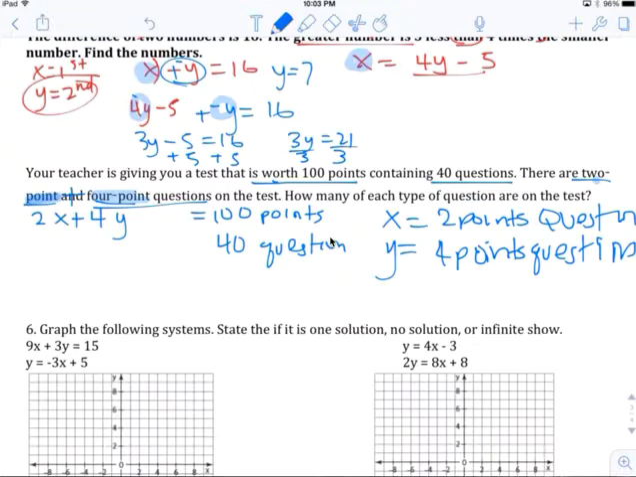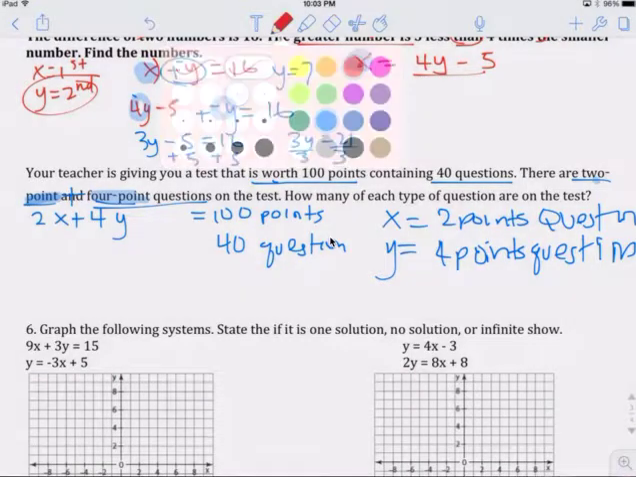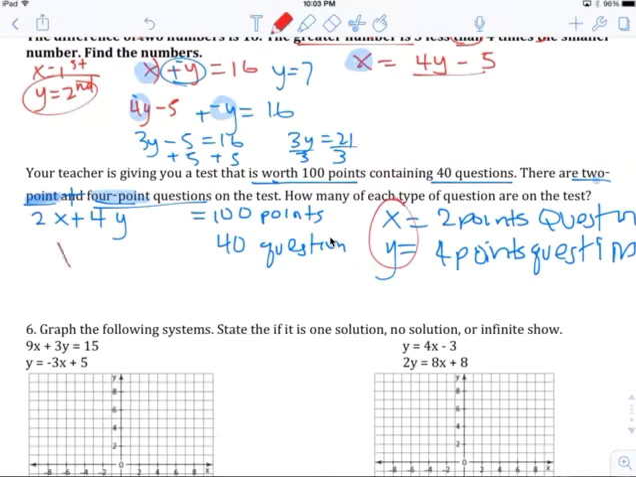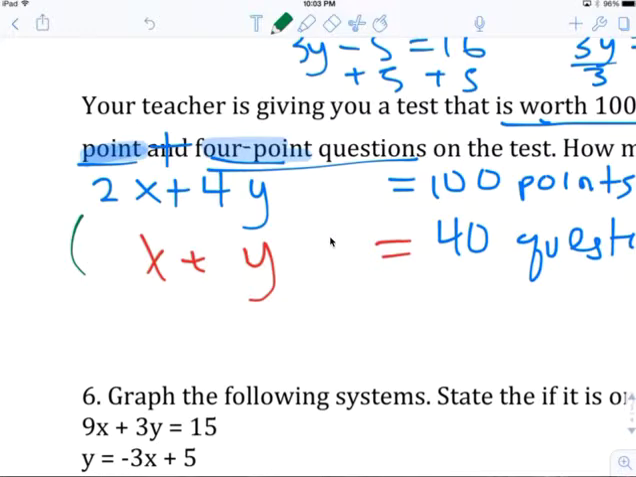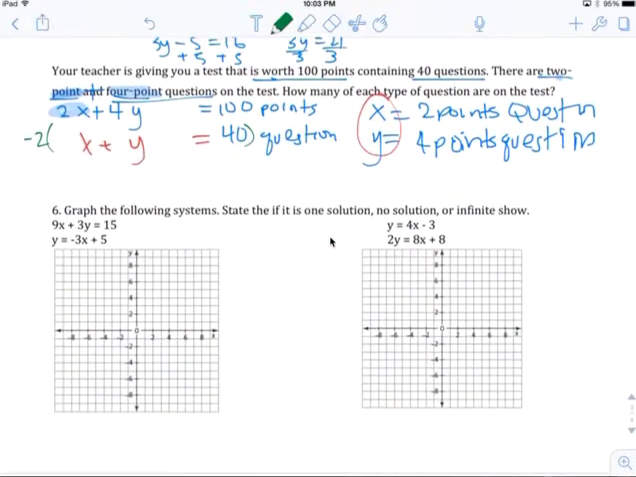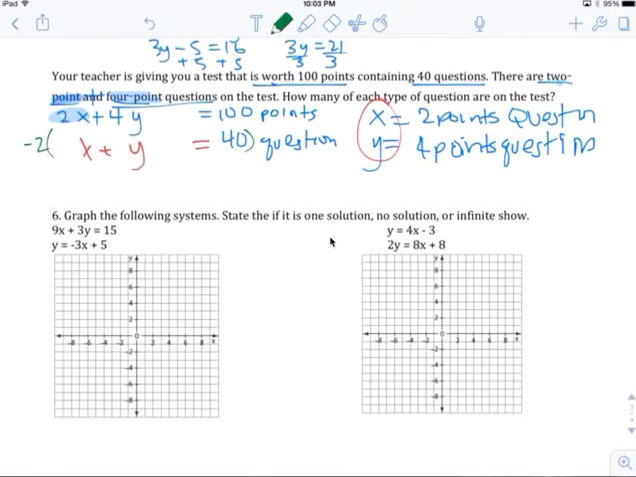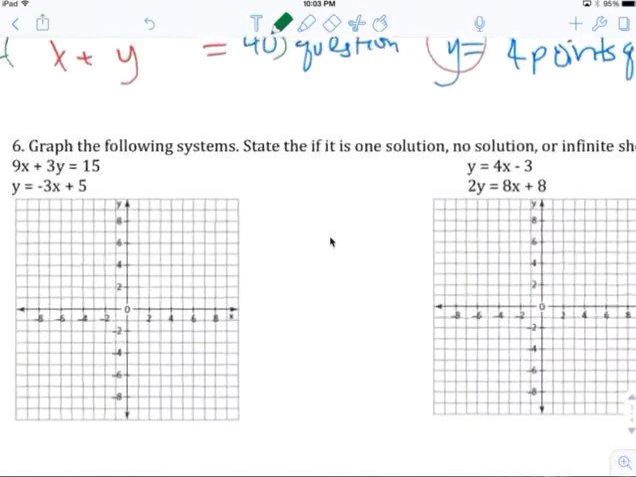Okay, so altogether there's 40 questions. So if that's the case, you take this 2 right here, x plus y equals 40 questions, and you use elimination. Multiply all of it by a -2, because we want to get rid of this 2. Okay, that should be done, and then you find how many of each type of question there are.